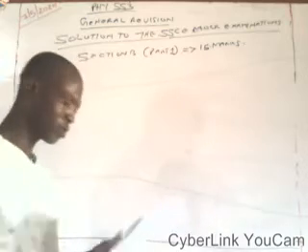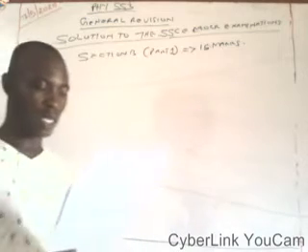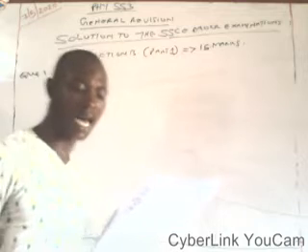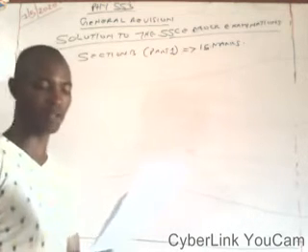Now question 2. A force of 60 Newton is applied at the end of a wire fixed at one end to produce an extension of 0.03 meters.